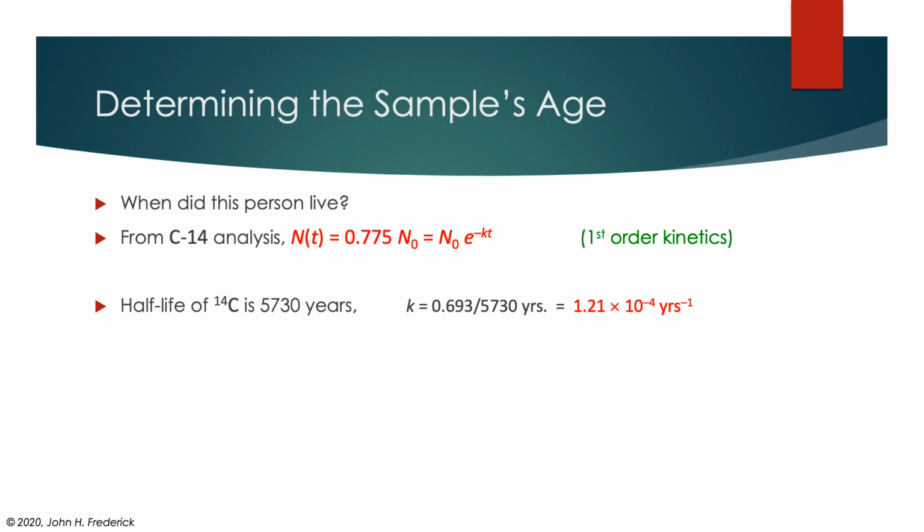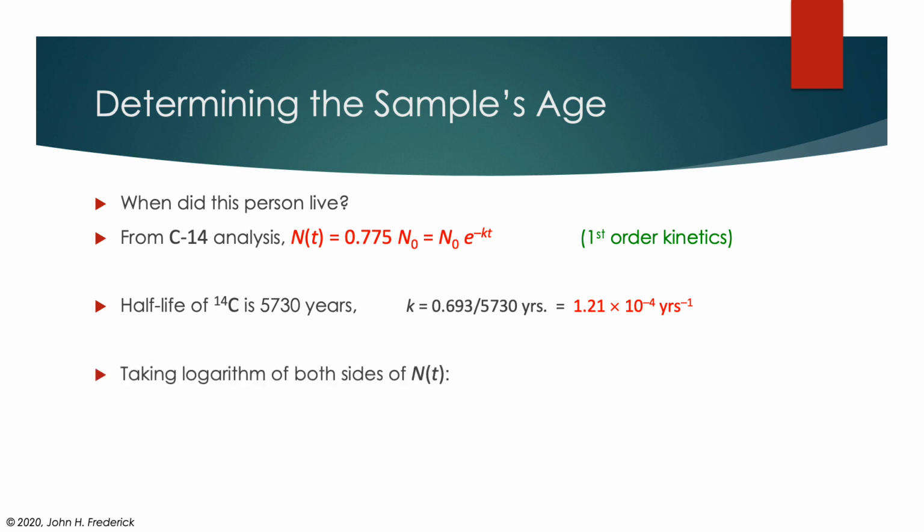So now we can simply use the fact that for first-order rate processes, k is equal to 0.693, the natural log of 2, divided by the half-life, 5,730 years. When we do that calculation, we find that k for radioactive decay of carbon-14 is 1.21 times 10 to the minus 4 per year.